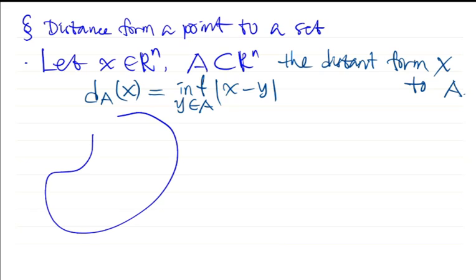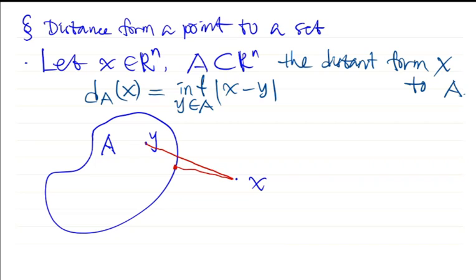Okay, geometrically, here is the set A, and our x is here. Then, for every y in A, we have the distance from x to y, which is the length of this segment, or the norm of x minus y. So for different y, this distance is different, but the infimum is the least distance from x to A, if it can be achieved. Okay, so this is a very intuitive concept.